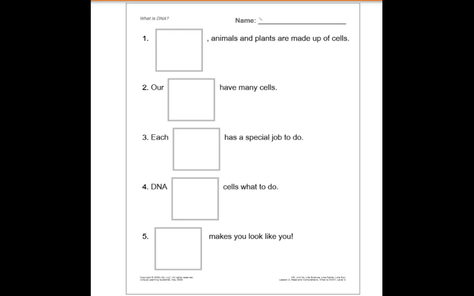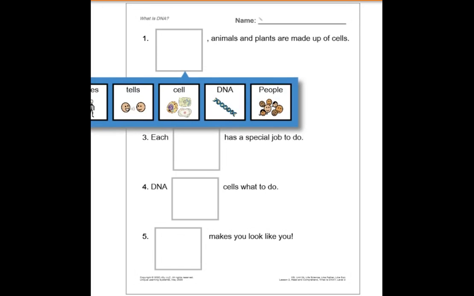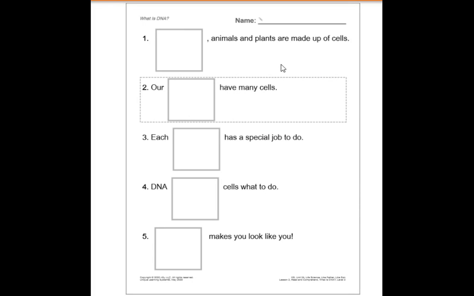When you finish the story in Unique, make sure you go to the question page. So here are the fill-in-the-blank questions. So blank animals and plants are made up of cells. Bodies, tells, cell, DNA, or people. Number 2. Our blank have many cells. Number 3. Each blank has a special job to do. 4. DNA blank cells what to do. And number 5, blank makes you look like you.